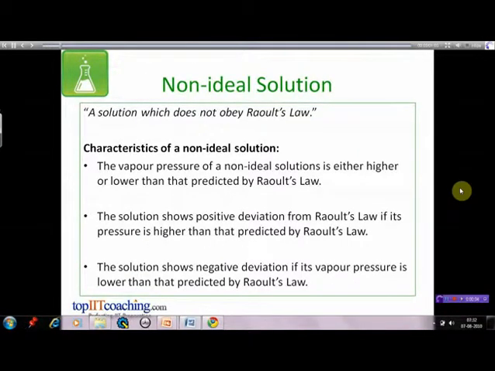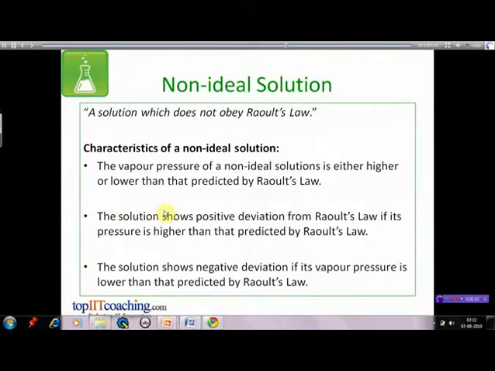Solutions can be categorized as ideal or non-ideal based on their compliance with Raoult's law. So those solutions which do not obey Raoult's law are known as non-ideal solutions. The vapor pressure of a non-ideal solution is higher or lower than that predicted by Raoult's law. So if we plot a graph between the vapor pressure of the solution and the composition of the solution in terms of mole fractions, then we observe that the observed vapor pressure is always lower or higher than that predicted by Raoult's law in case of a non-ideal solution.